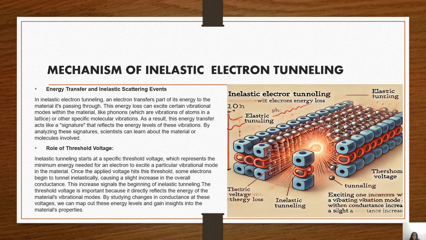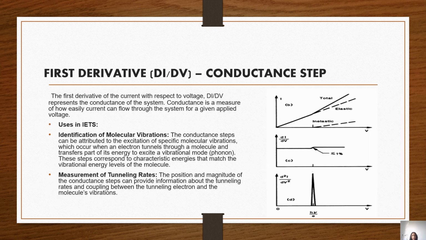By studying changes in the conductance at these voltages, we can map out these energy levels and gain insights into the material properties. The first derivative. The first derivative tells us how the current changes with the applied voltage. It represents the conductance of a system, which is a measure of how the current flows in the system.